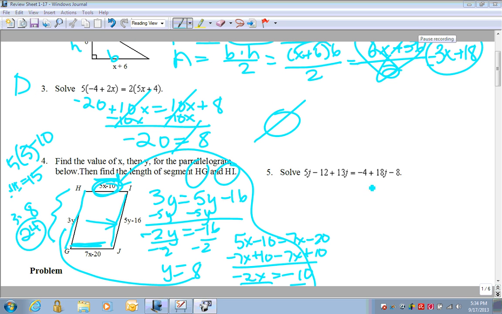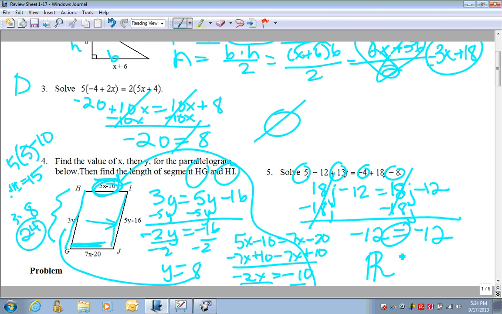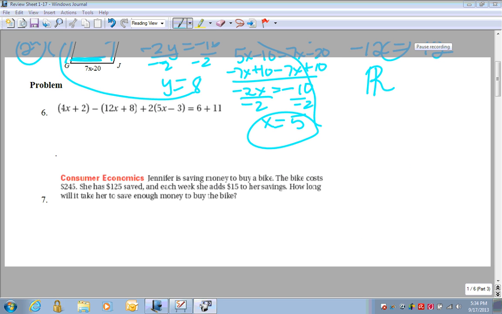Number 5, I need to combine my 5j with my 13j. That gives me 18j minus 12 is equal to 18j. Negative 4 and negative 8 is minus 12. If I try to move the 18j to the other side, the j's cancel, and I'm left with negative 12 equals negative 12. This is true, which means that all solutions will work, and we call that all real numbers or infinitely many solutions.